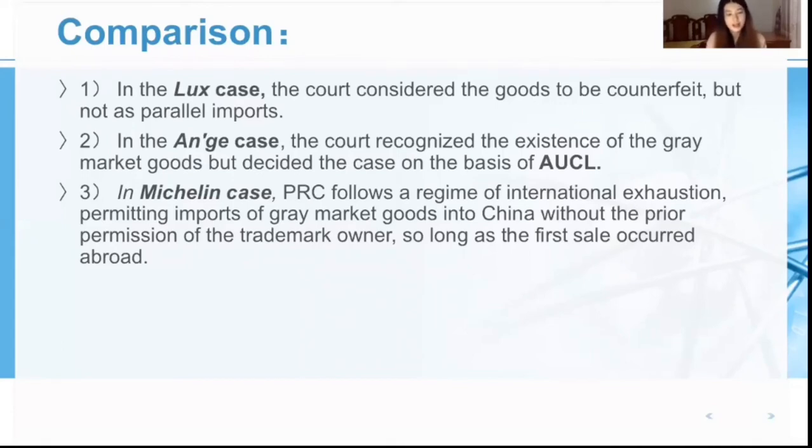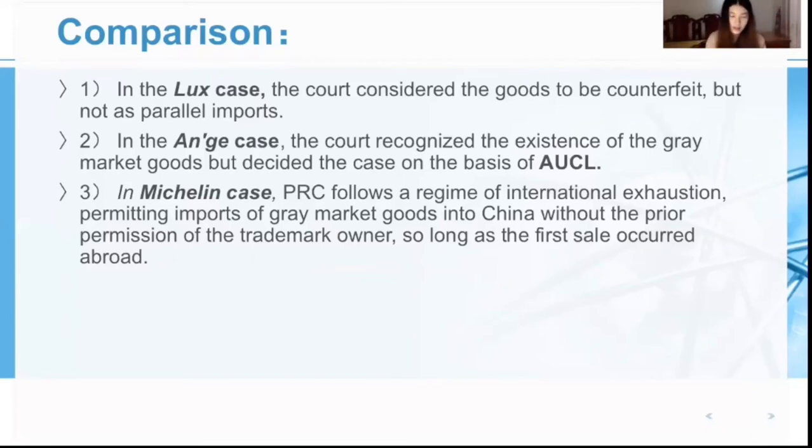In the last case discussed above, the court considered the goods to be counterfeit but not as parallel importation. In the Angle case, the court recognized the existence of the grey market goods but decided the case on the basis of AUCL.